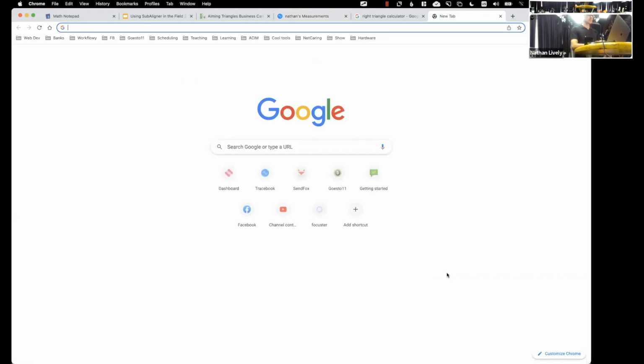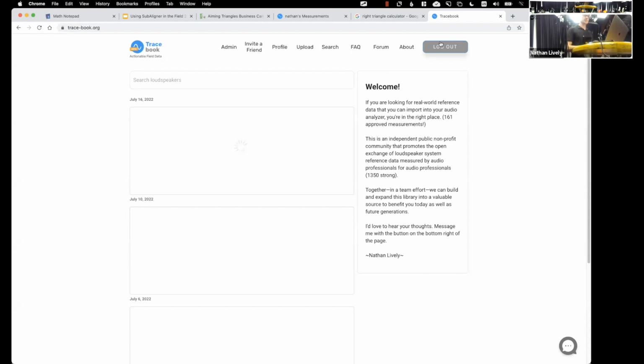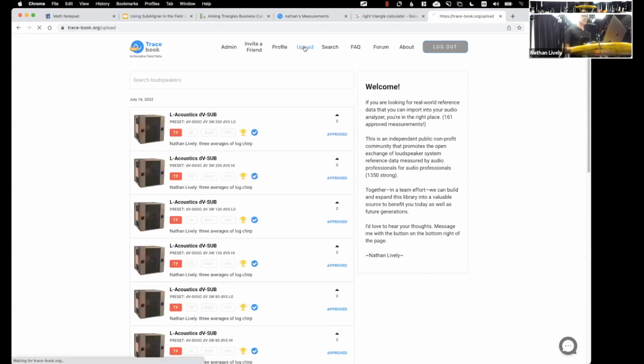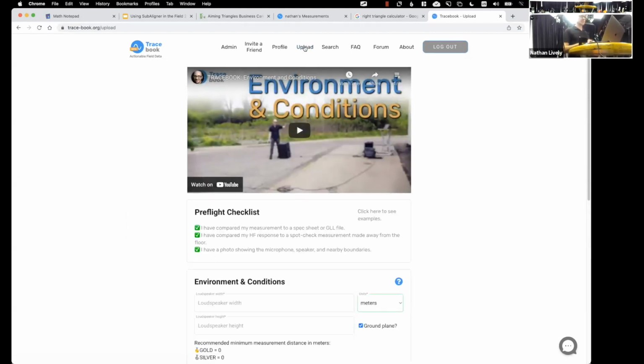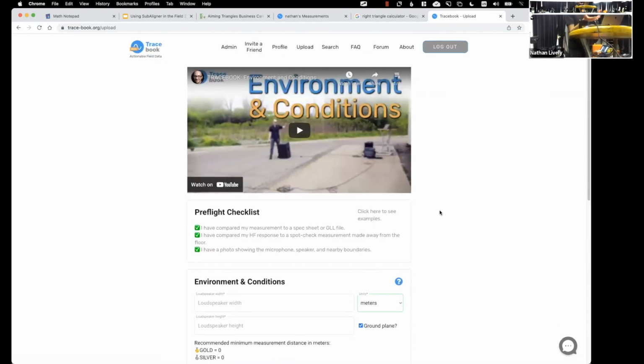Upload them to Tracebook. So if you go to Tracebook, sign up, then go to upload, and you have the same kind of form here, just with a little bit more detail. The benefit of uploading your measurement to Tracebook versus SubAligner is that on Tracebook, all of your data will be public, so you could link it to other people and say, hey, here's my measurement. And it's moderated by 2 other people. So your measurement has to be higher quality.